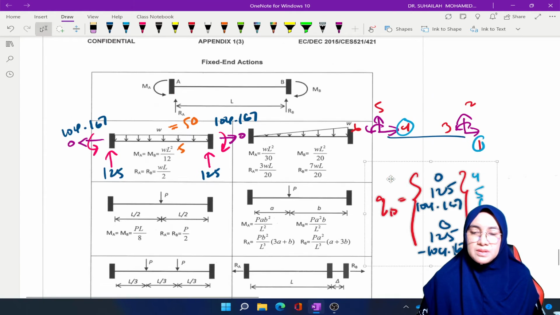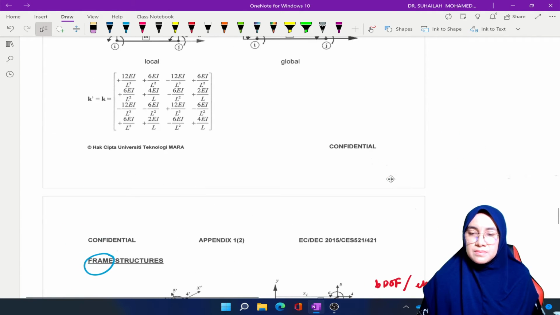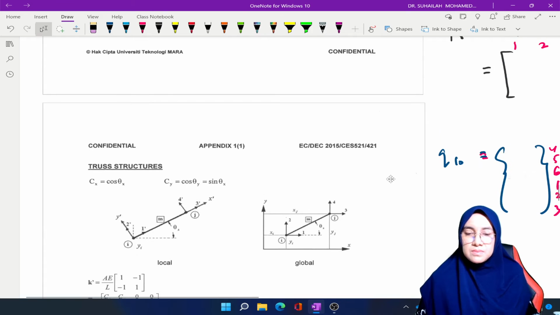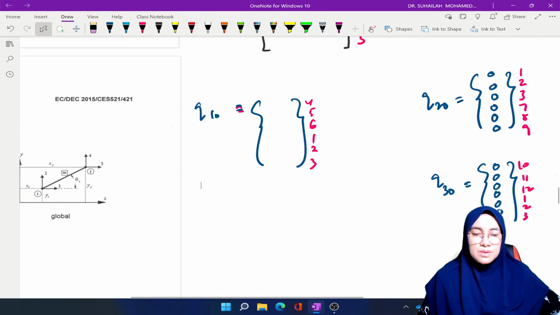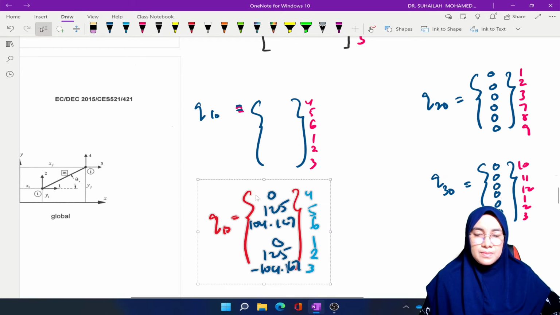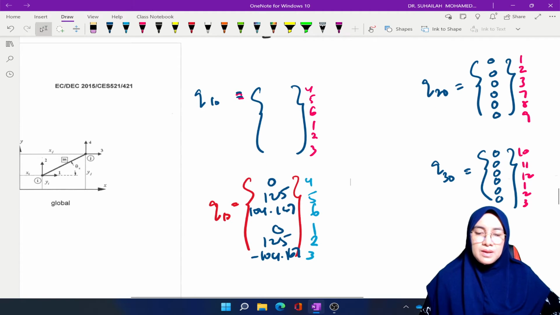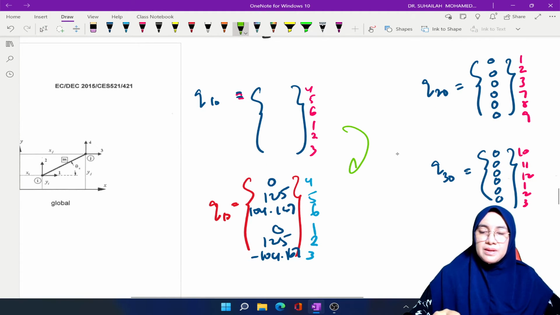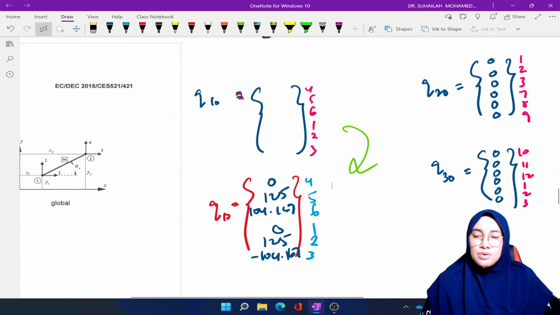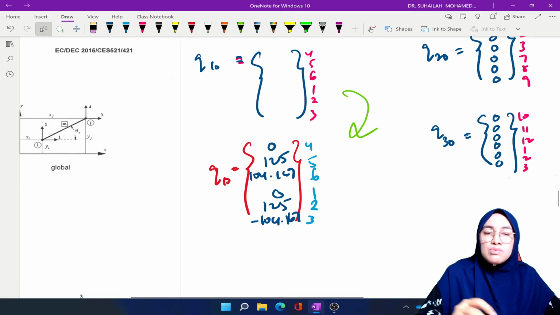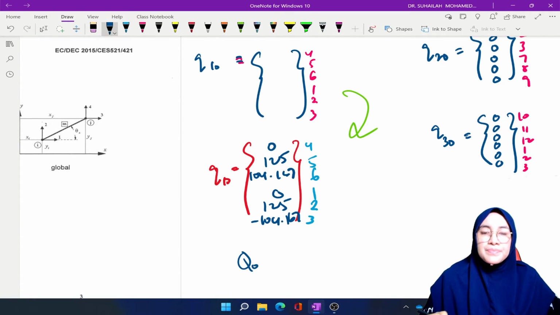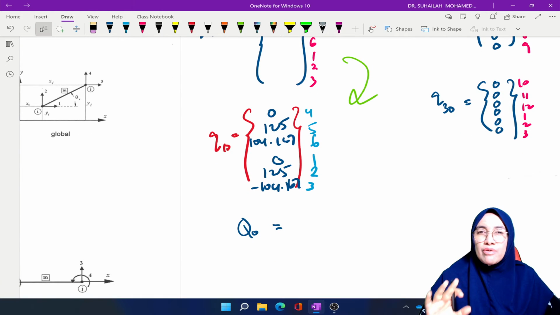Copy this first. Okay, this is actually the values. Okay, this is the value. Okay, so we will produce Q naught, up to 3 degree of freedom.